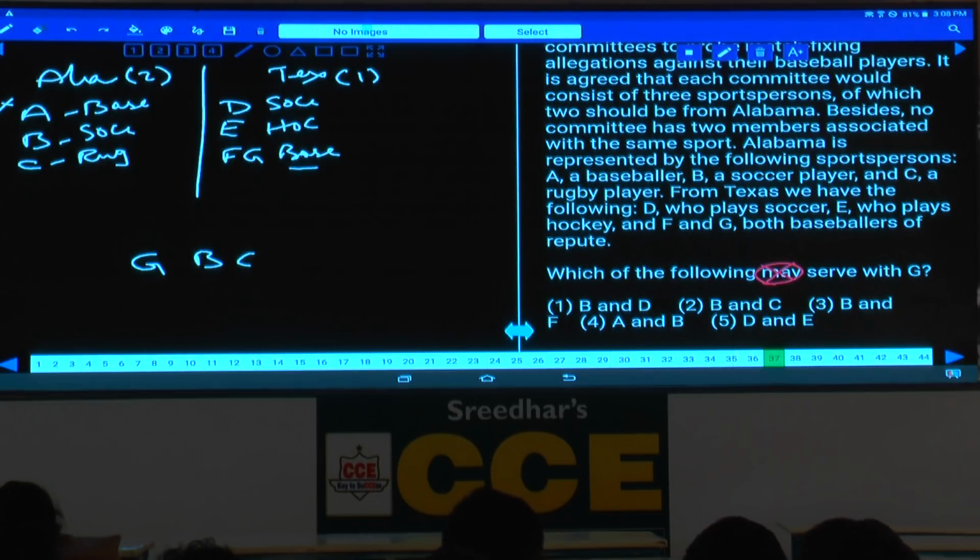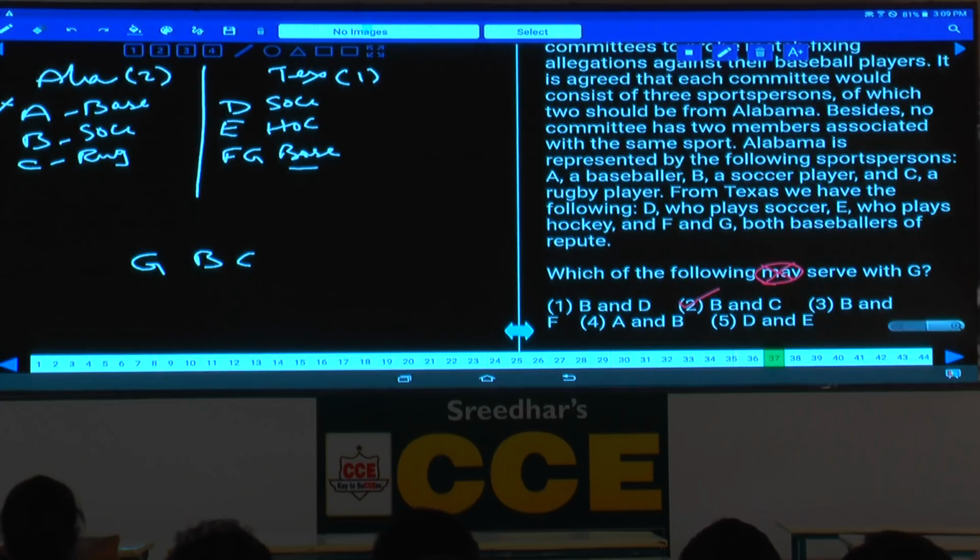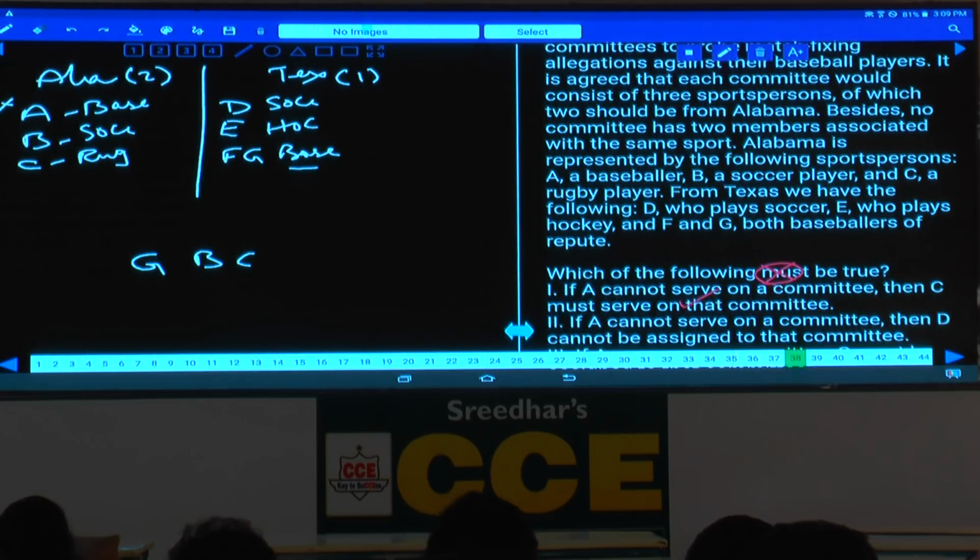We need clarity on it, because we can definitely conclude here. Whenever there is the word "may", it is a possibility. Here it cannot be a possibility because we are 100% sure about this. Then who are the remaining 2 persons here? B and C, that is choice 2. 37, choice 2.